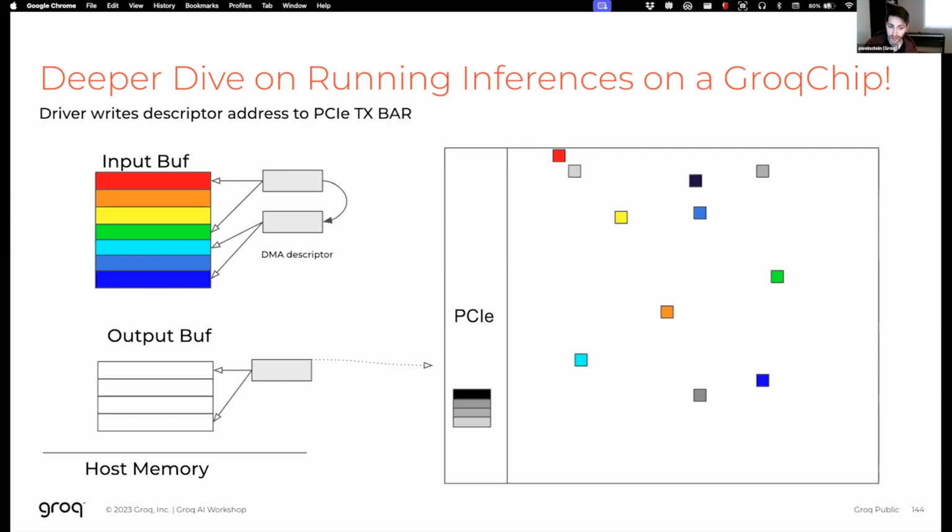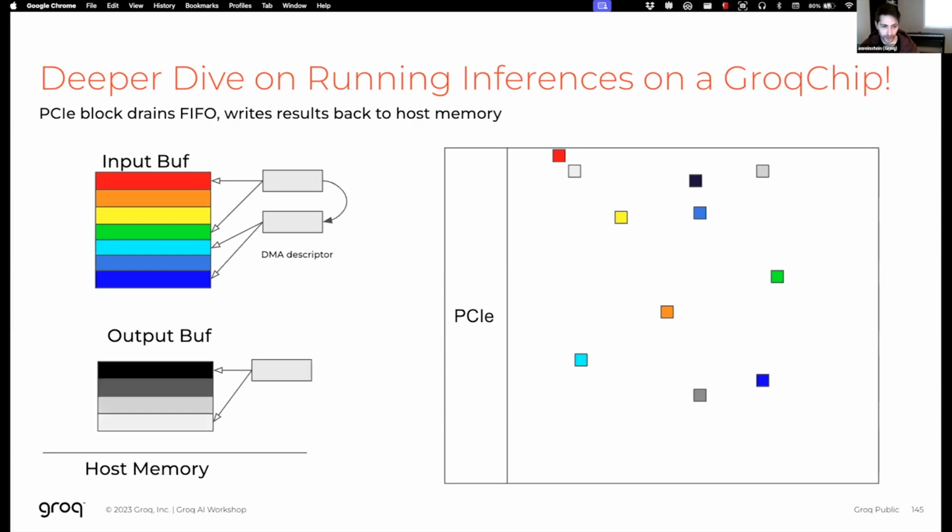Then, to extract the output data from the chip, the driver writes a DMA descriptor of the output buffer in the host memory to the Groq chip. This step actually happens immediately when you run an inference. An input DMA descriptor and an output DMA descriptor get written to the Groq chip immediately when you run it, but for the sake of this flow, I'm showing it as two different steps. The Groq chip knows where to write its output information, so it'll write that information back out into the host CPU's output buffer.